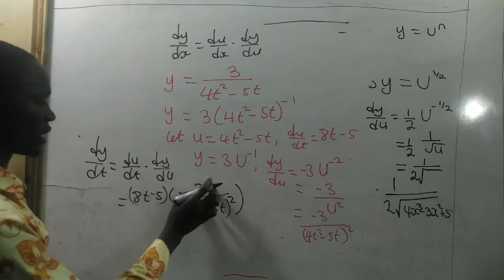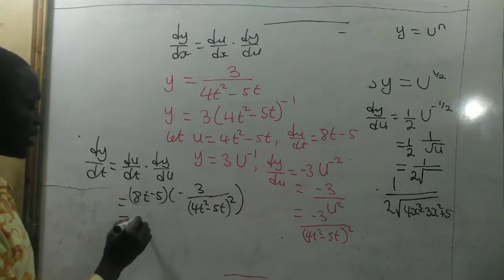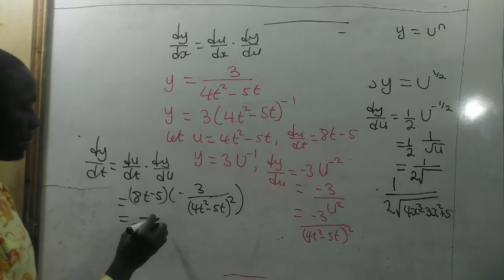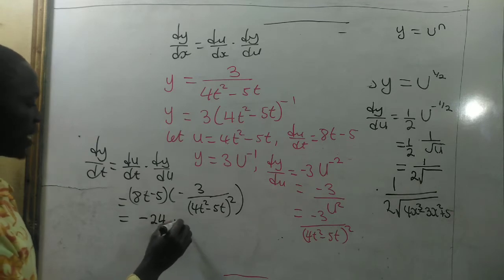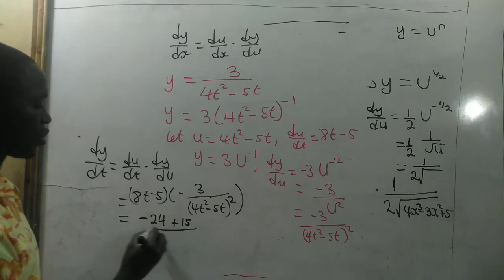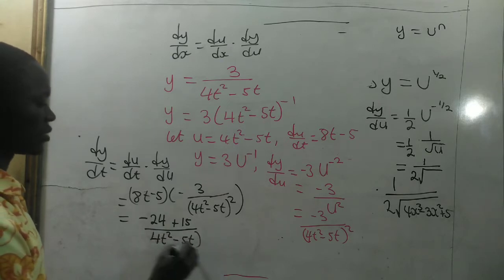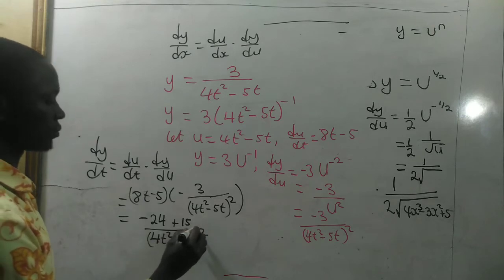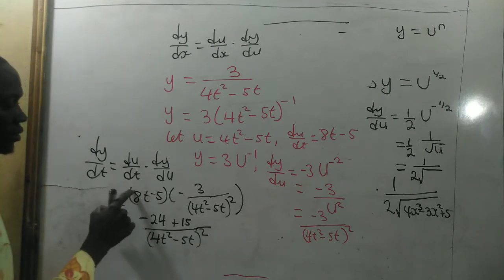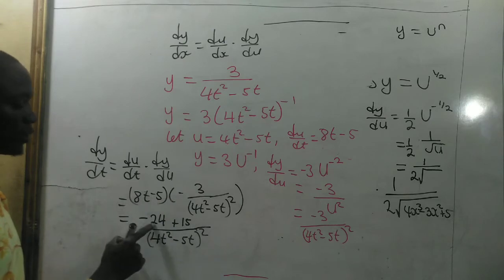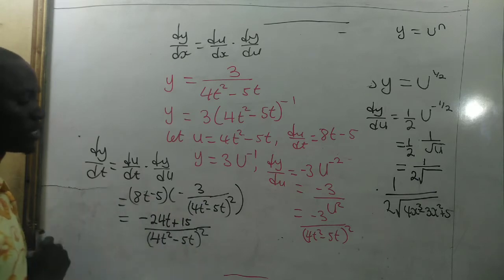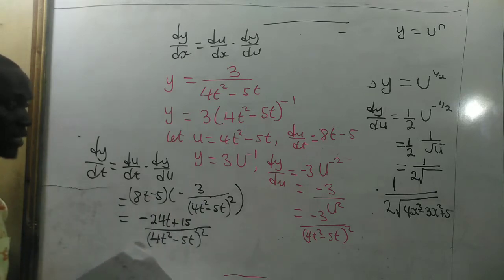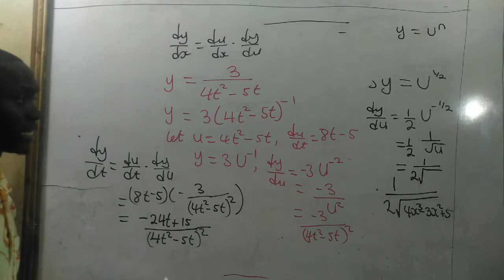So the top one will multiply this. Minus 3 times 8 will give us minus 24t plus 15, all divided by (4t squared minus 5t) all squared. That is it. That is minus 3 times 8 is minus 24. Then t is here. Minus 3 times minus 5 is positive 15. Very simple as that. So keep watching as I reveal more secrets.